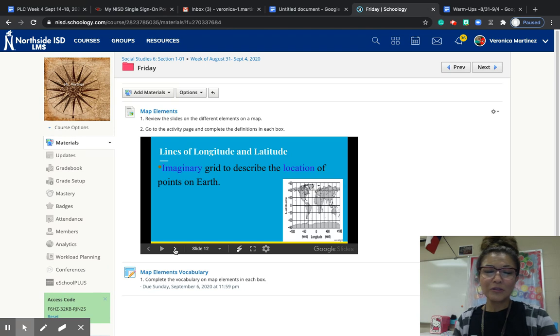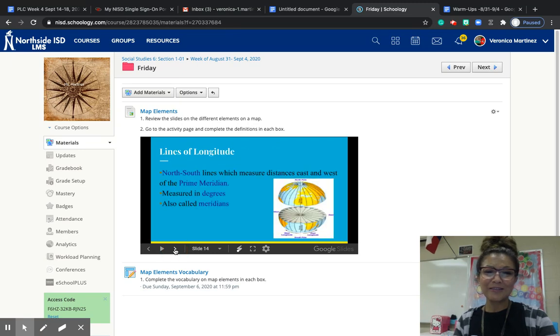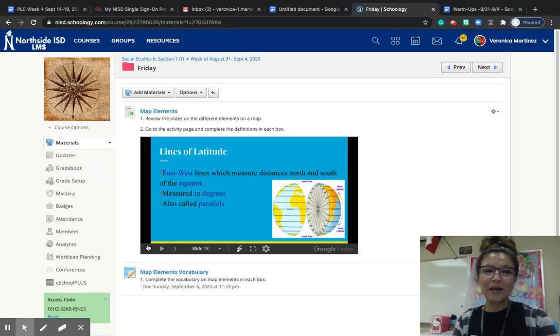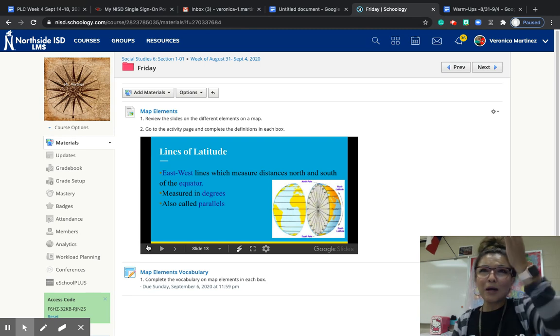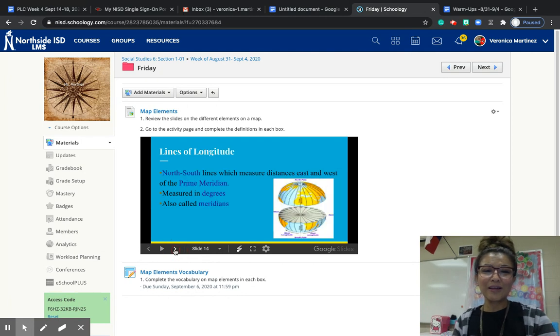Latitude and longitude, this is really important. This is why I need you to be in class today, because you're going to have an activity next week, and I need you to be able to understand what latitude and longitude is. Okay. So lines of latitude are the east and west lines. So these are the lines that go east and west. They're measured in degrees, and we also call them parallels. So they go side to side. But when you're measuring them, you're measuring up and down, north and south. And I'll go into a little bit more detail about that during class.